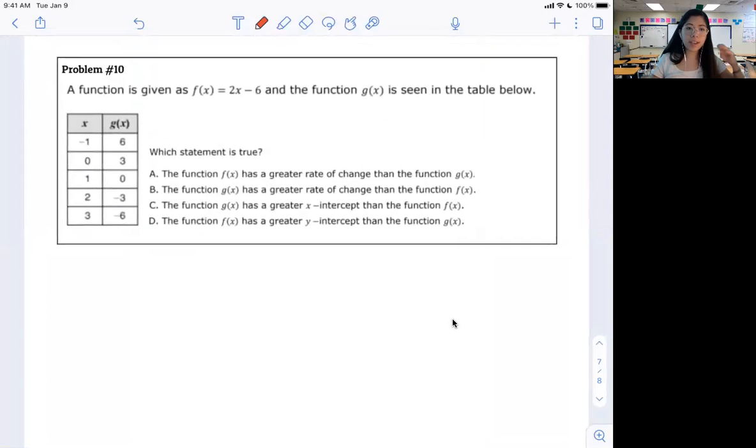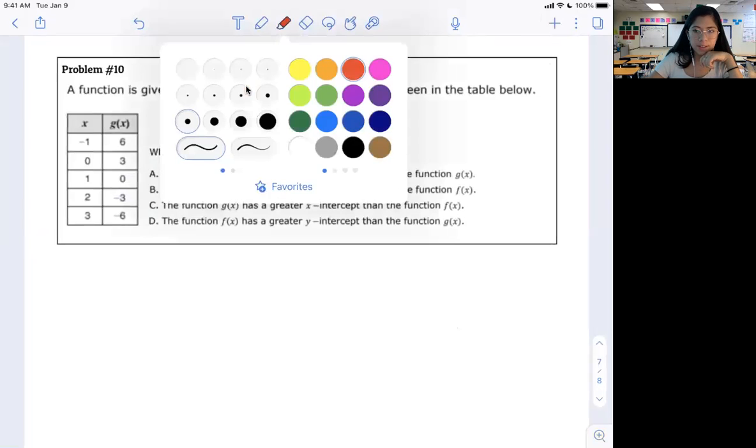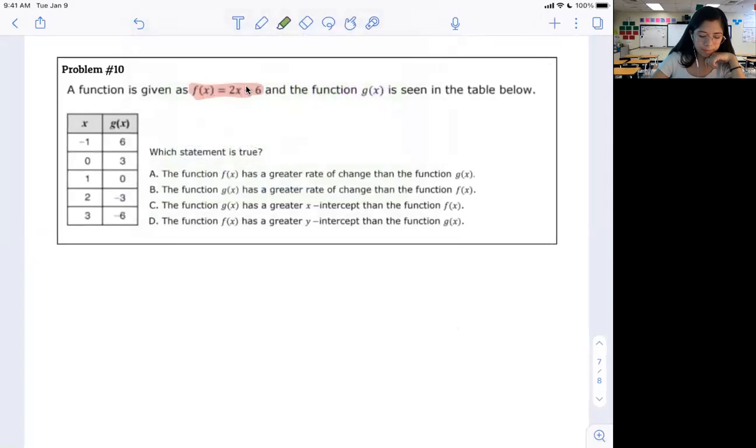Okay, number 10 is going to take a moment because this is a really good question because it goes through a lot of information. So we have a function called f of x, and it's an equation. And then we have a function called g of x, and g of x is my table. Two different functions. They're not the same. And we're trying to compare the two of them. Well, in order to compare the two of them, we need to know a lot of information about them. So I'm going to make a little chart down here.